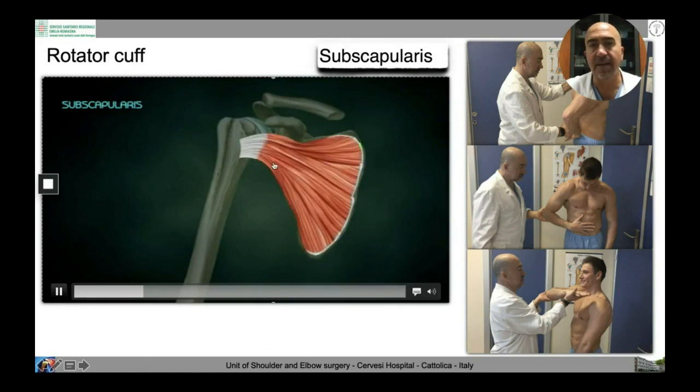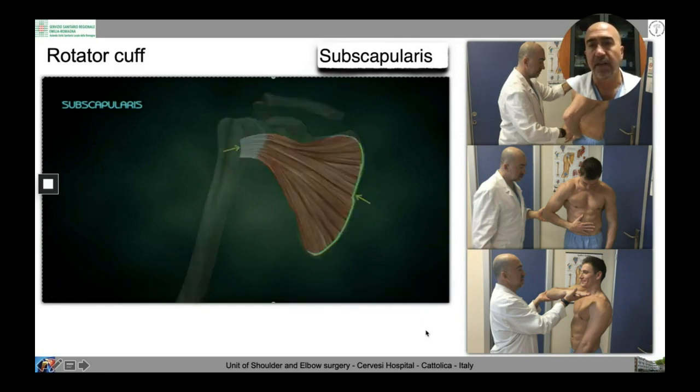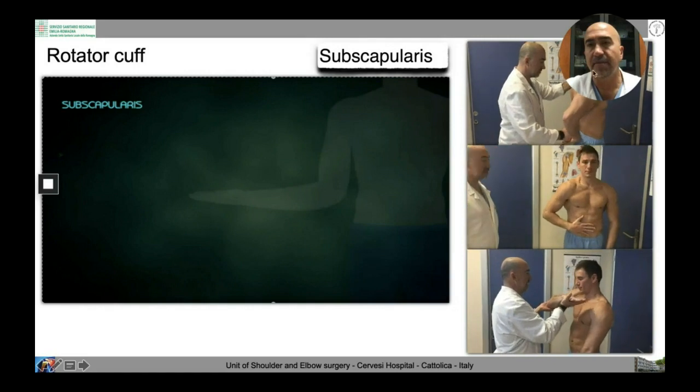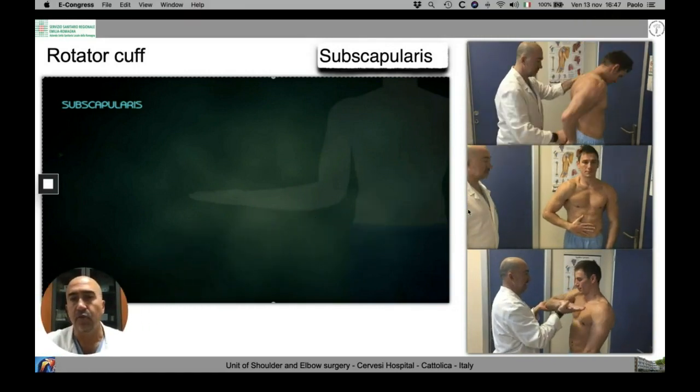Subscapularis is the main internal rotator that we have. It starts from the ventral blade of the scapula and finishes on the lesser tuberosity. And you can see here some different tests that we can use to evaluate this tendon. This is the Gerber lift-off test, the belly press test, and the bear hug test.